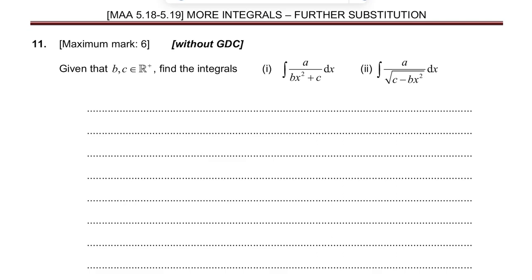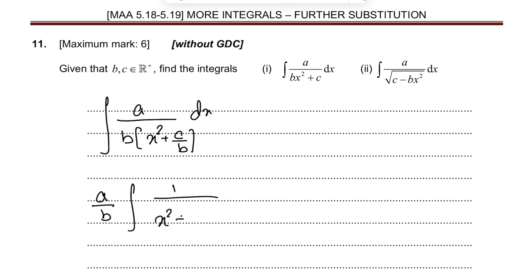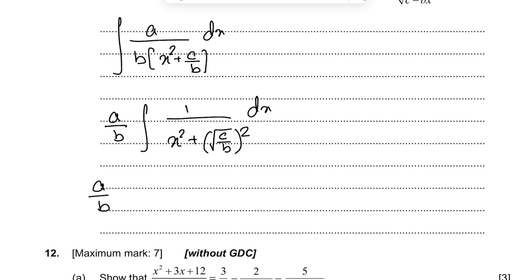Question number 11. Find the integrals of a upon bx square plus c. How should I be doing it? I take b common, so it becomes x square plus c upon b dx. Let me write it out neatly once again. Integral a upon b common, so it becomes x square plus c upon b, now dx. So a upon b is outside, integral of 1 upon x square plus square root of c upon b whole square. So this is a upon b, 1 upon a, 1 upon square root of c by b times tan inverse of x upon a, square root of c by b plus c.